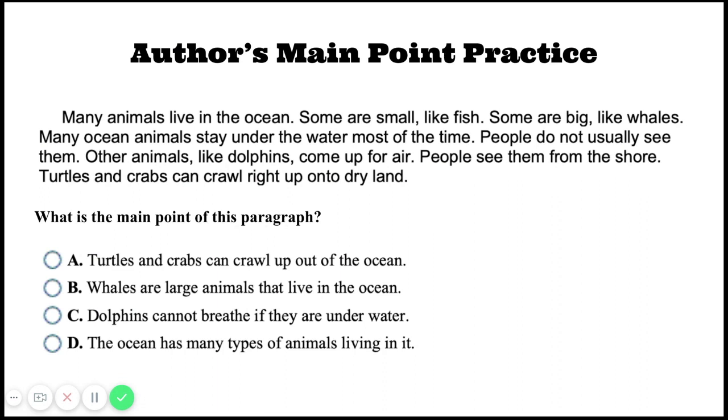What point did you think the author was trying to make? I noticed that the author was talking a lot about fish and dolphins and whales and lots of animals that could live in the ocean. When I think about all of those things that he mentions, that makes me believe that the main point of this paragraph is D, the ocean has many types of animals living in it. I know it's the main point because it's what the paragraph was mostly about. It's what the paragraph was mostly trying to tell us.